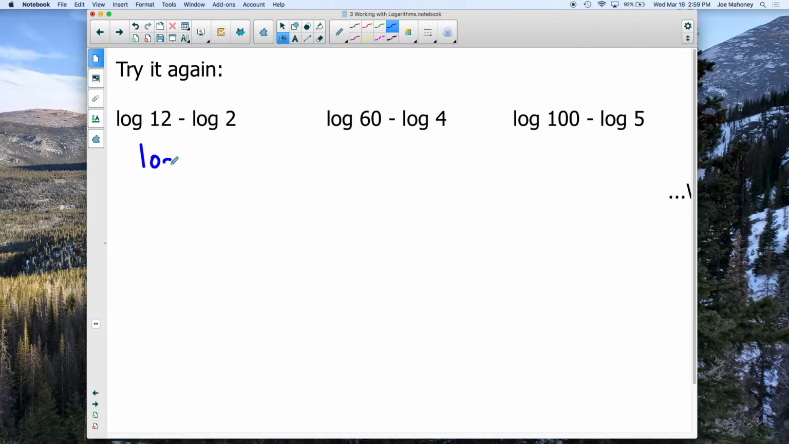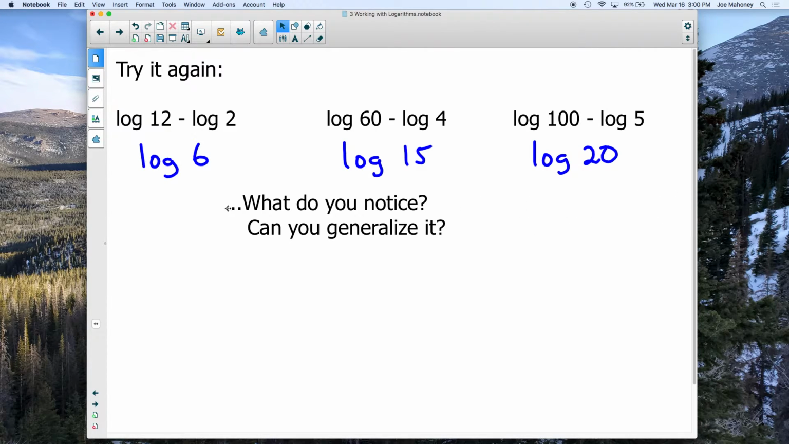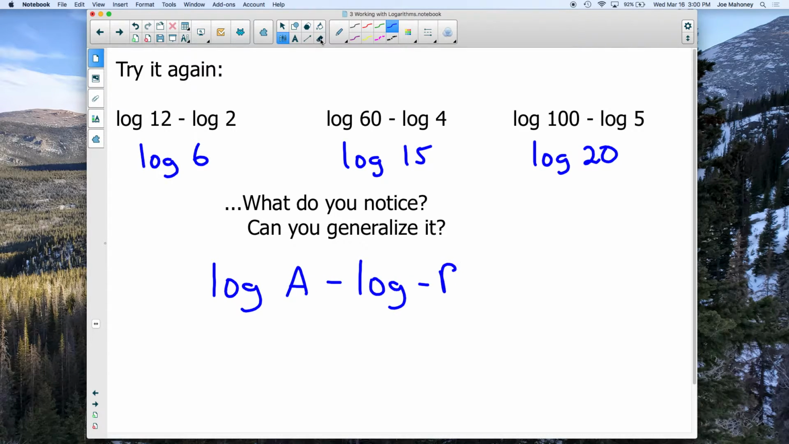Alrighty, did you find out that this was equal to the log of 6? And this one gave you the log of 15. And this one gave you the log of 20. What do you notice? You notice that like 12 divided by 2 is 6, and 60 divided by 4 is 15. So if I do the log of A and I subtract the log of B, I get the log of A divided by B.